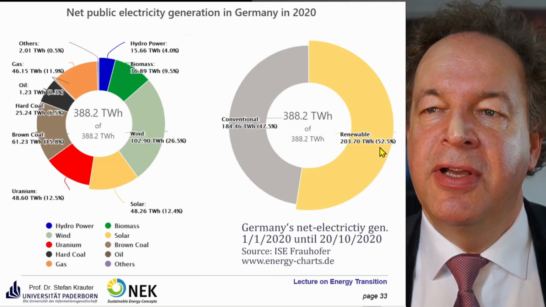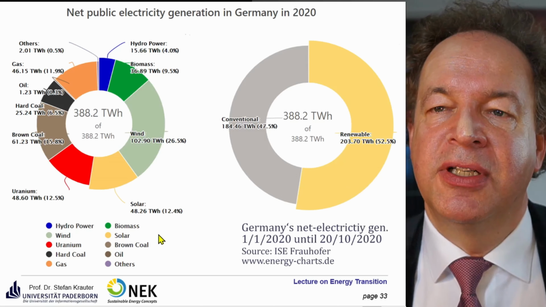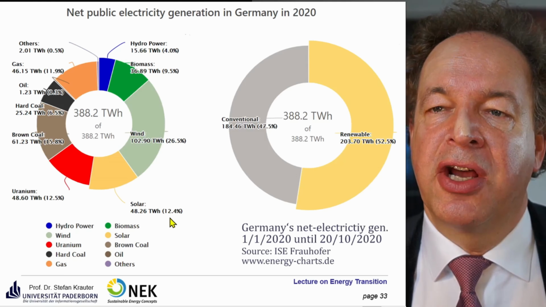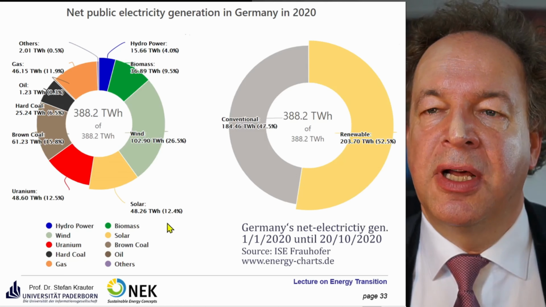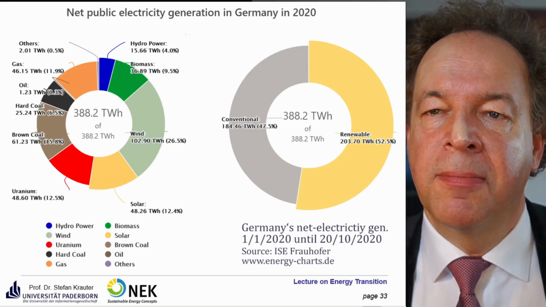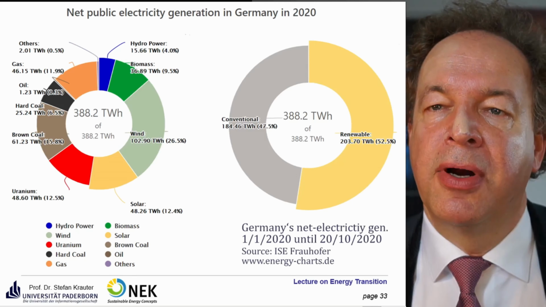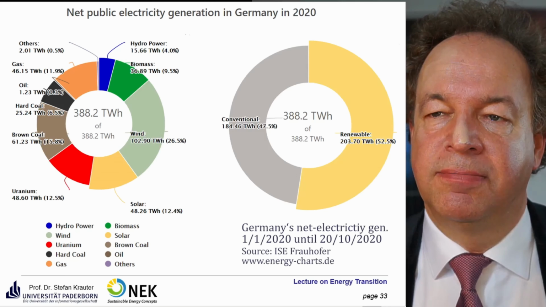And a nice overview for the year 2020. As I mentioned already, we are well above 50% up to now, to the 20th of October here. And you have here the share of solar increased. This was due to the Corona shutdown. The energy consumption decreased in the beginning of the year. But also you see here the wind power amounts significantly more than the lignite power and so on.